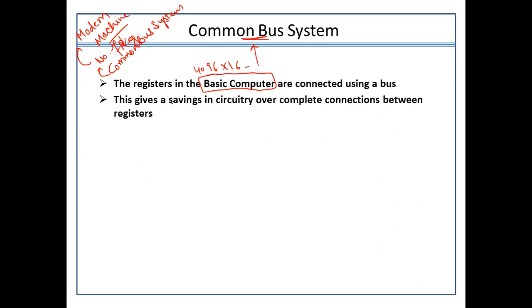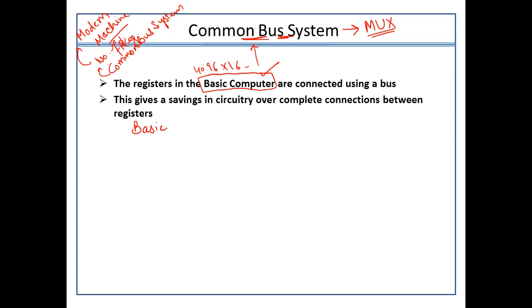The next thing is that this gives us savings in circuitry over the complete connections between the registers. What exactly we are going to learn from this bus system is how each and every register associated with this basic computer is connected together through the bus system, and the bus system is being designed here with the use of the multiplexer. Before starting to learn about the bus system design, let's again understand the different types of registers used in the basic computer.